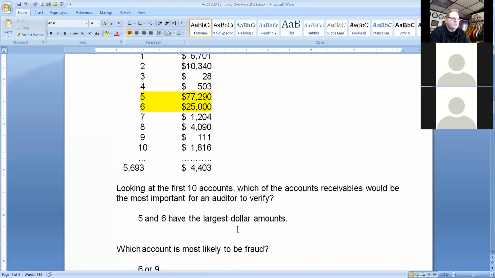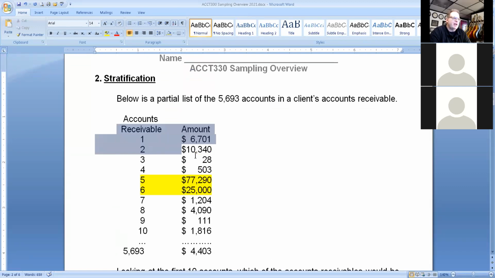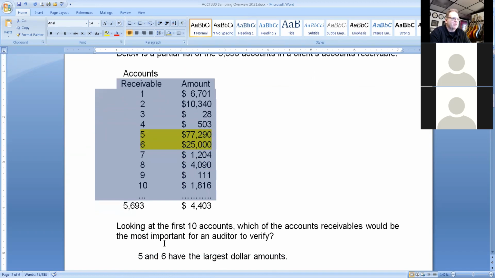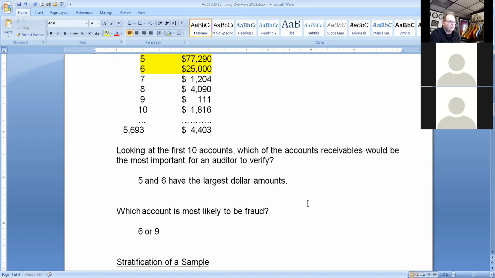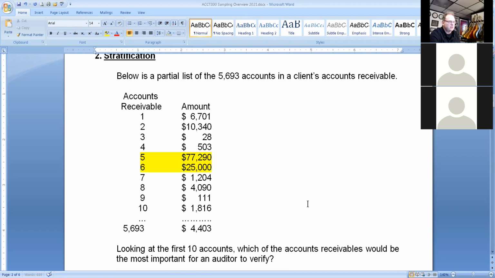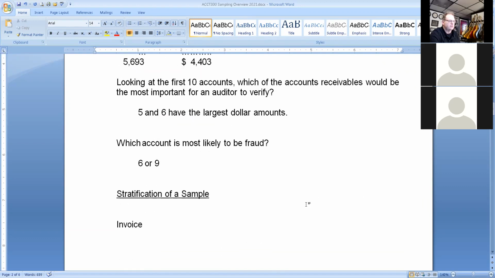Okay, so stratification of a sample. So you have all these items in the sample. This is just 10 of them, but again, there's 5,000 whatever of them. So sometimes they'll do what they call a stratification. Are these invoices? What are these? Oh, accounts receivable.